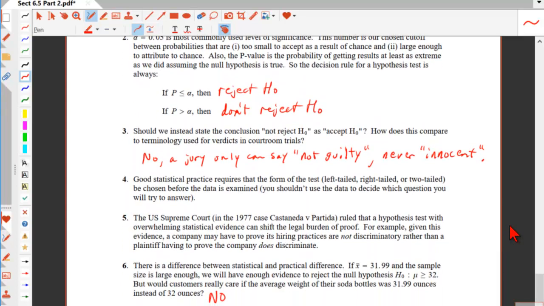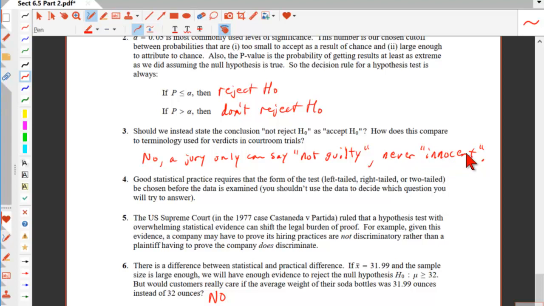Number 3, we've stated our conclusions like "do not reject the null hypothesis." Well, why can't I just say I accept the null hypothesis? That's the same question as saying, can a jury just say that the defendant is innocent? And they really don't. A jury only says not guilty. The jury never says the defendant is innocent.